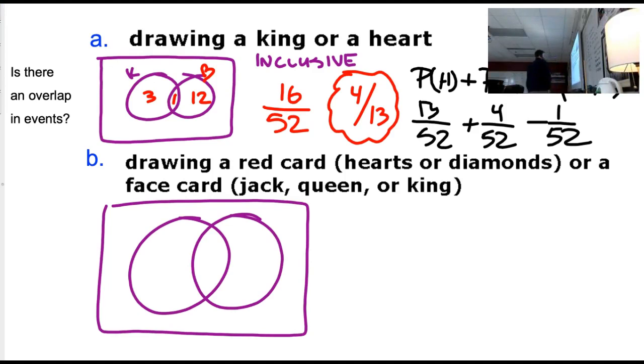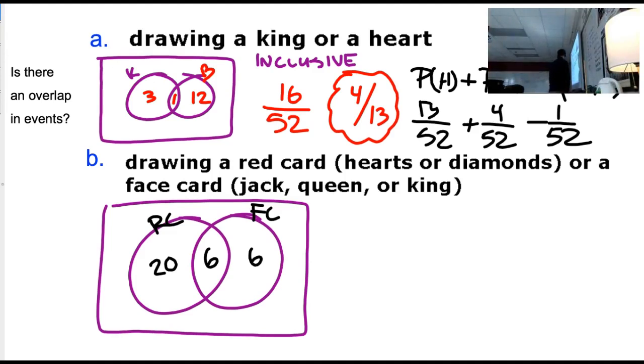So drawing a red card. How many red cards are there? There are 26, right? And a face card. There's 12 face cards. How many face cards are red cards? 6. That means there's 20 red cards that are not face cards. And there's also 6 face cards that are not red cards. So that's what my Venn diagram looks like.